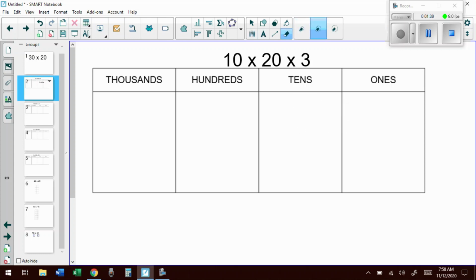So if we're doing this, we are going to start out with 20. 2 10s. 1, 2 10s is 20. We're going to take that 20 times 10, and that will give us 200. Whoa! 200. And now we've taken 10 times 20. We're done with that part.